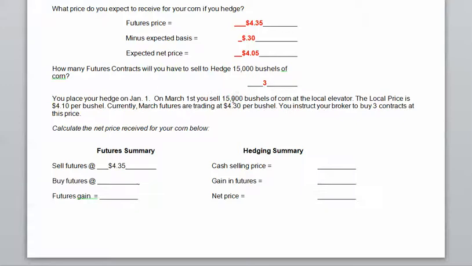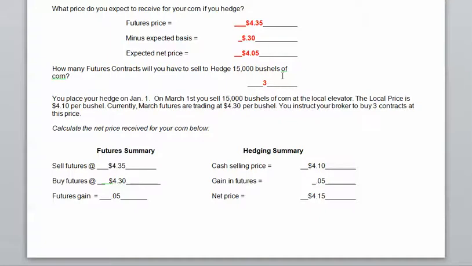On March 1st, we sell 15,000 bushels of corn in our local elevator. The local price is $4.10 a bushel. Currently, March futures are trading at 430. So we need to buy our contract back at 430 a bushel. Not much gain, but we did gain 5 cents. We sold cash corn for $4.10. We gained 5 cents. That resulted in a net hedge price of $4.15.